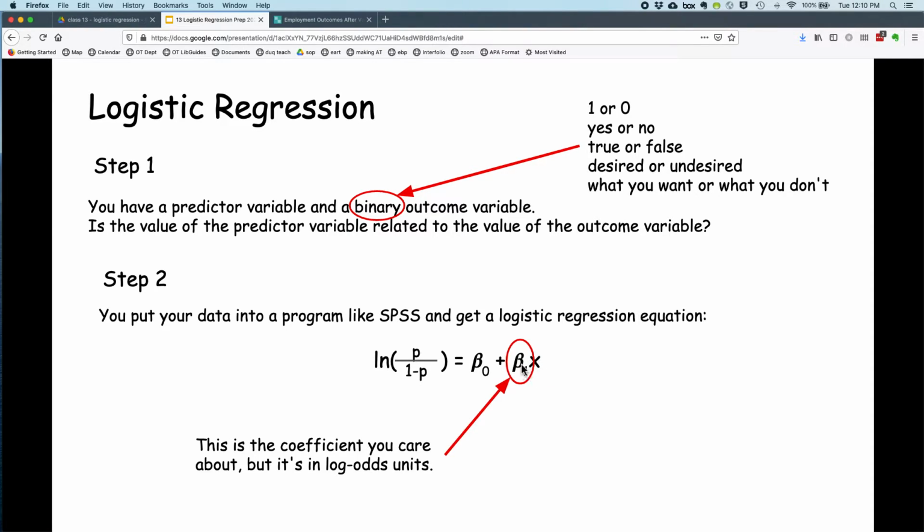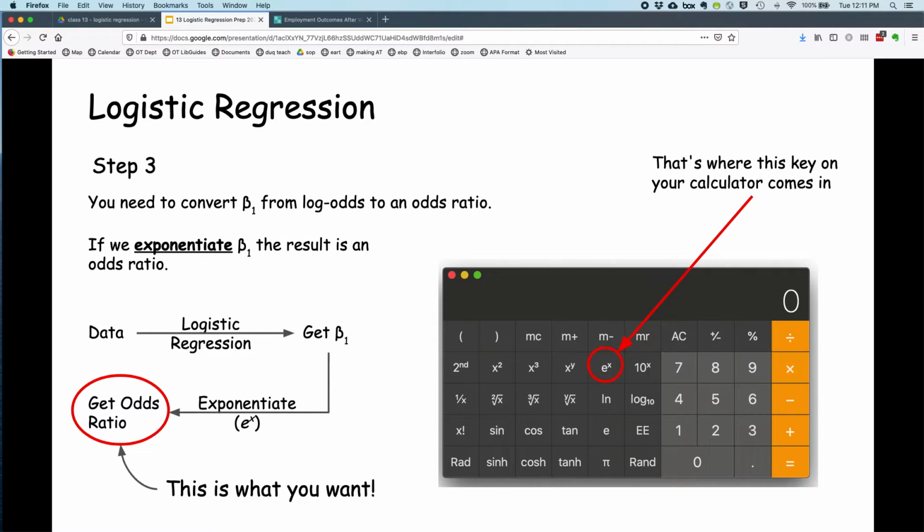The problem is it's in log odds units, so we can't just take this and use it like we would with linear regression. Instead, we have to convert it from log odds to an odds ratio. And this is where this key on your calculator comes in, right? So if you've ever wondered what this is useful for, here's a use for it. Converting from log odds to an odds ratio.